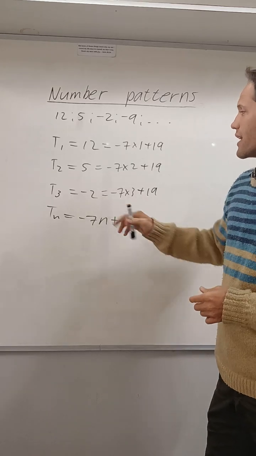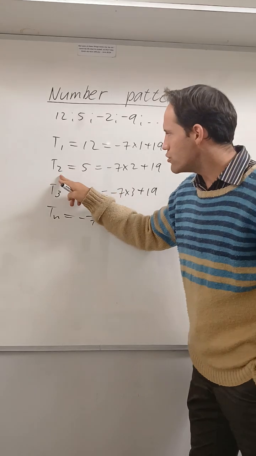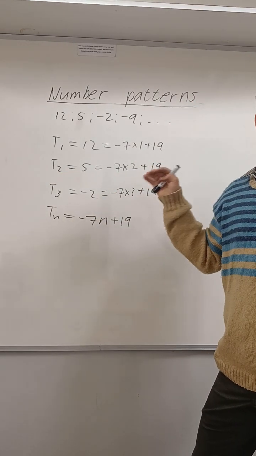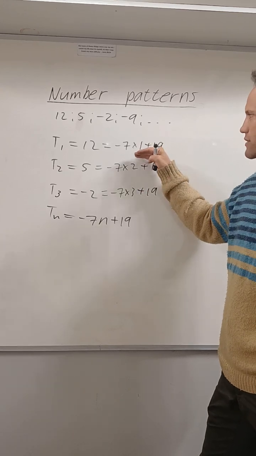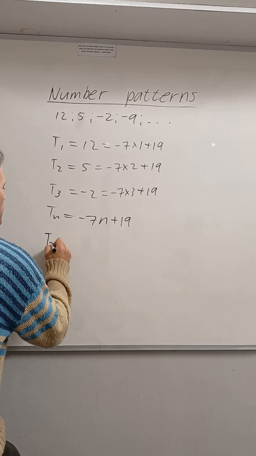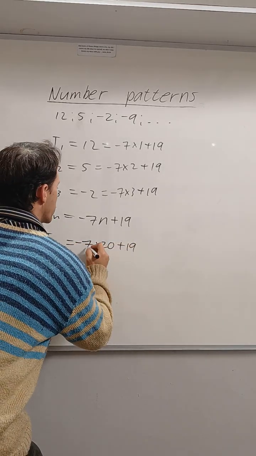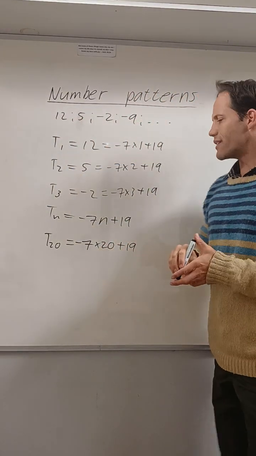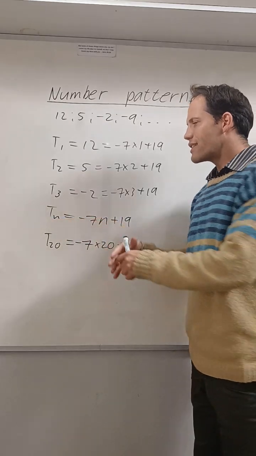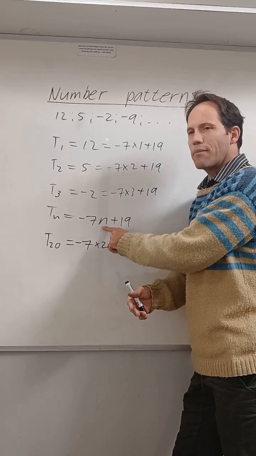So if I say now term 3 is negative 7 times 3 plus 19. Term 2 is negative 7 times 2 plus 19. That's my general rule. That's what works. Every time it works. Then, if I now say what is my 20th term, T20 would be negative 7 times 20 plus 19. Okay? Every time to get the next term, whatever term I want, I take the general term, whatever the number is of the term I want, I put that in the place of n.